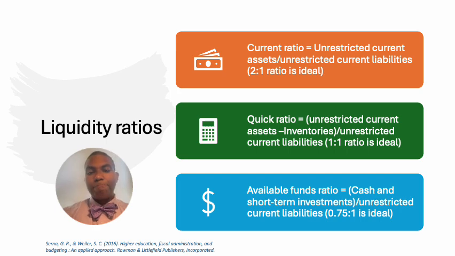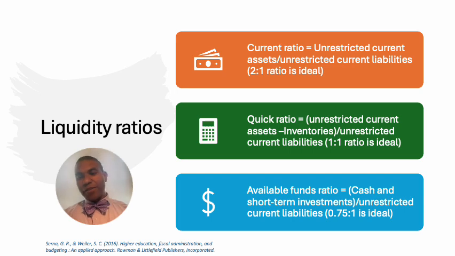All right, quick ratio. So here we're going to take the unrestricted current assets and subtract out the inventories, because sometimes the inventories may or may not be able to convert quickly to cash. Then divide that by the unrestricted current liabilities. Because you're taking out the inventories, you can take a ratio that's closer to 1-to-1. Again, these are not hard and fast rules, but just quick analysis, pun intended, to be able to determine the financial health of the institution.